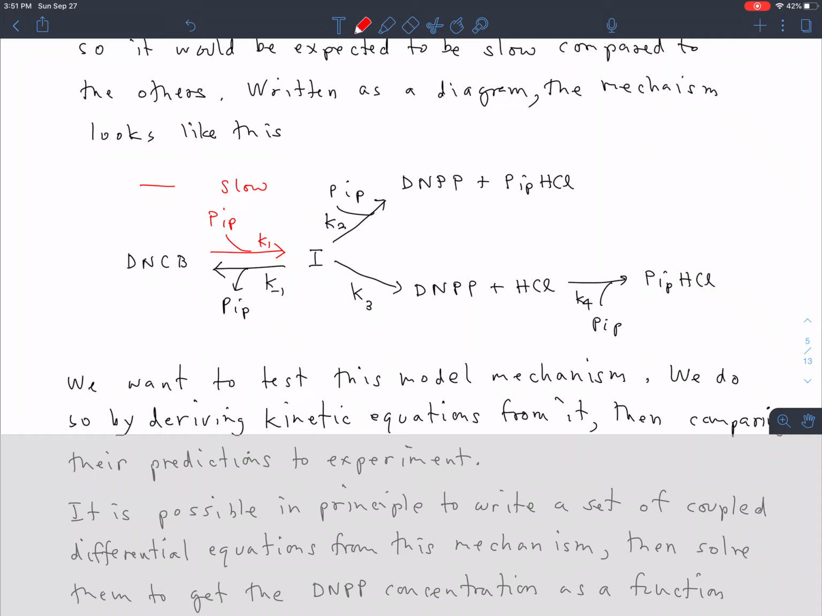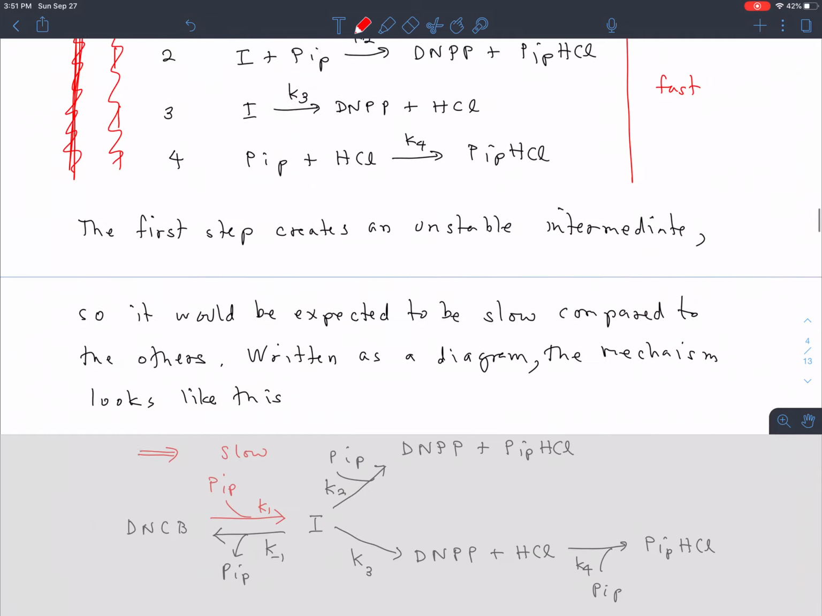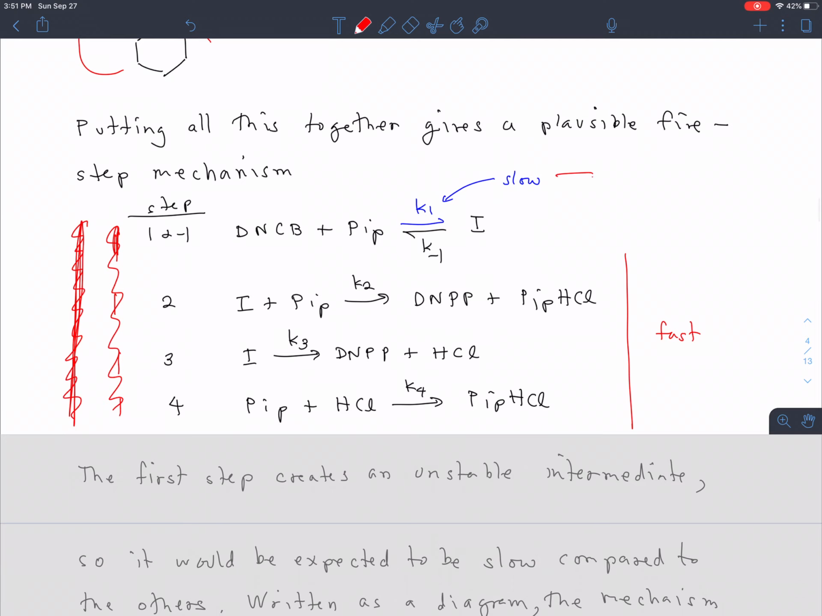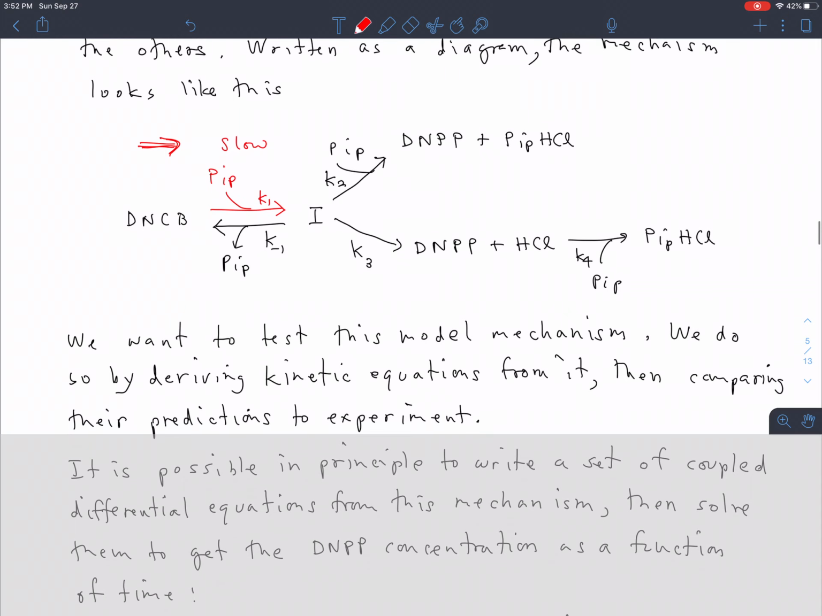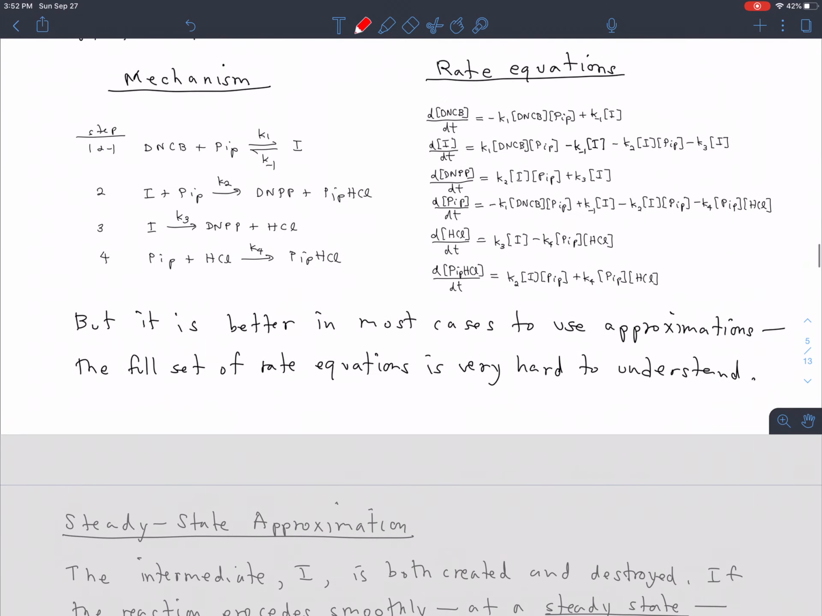One thing that's important to notice in both of these, this step here and this step here, is that the formation of the initial intermediate is always likely to be slow, and that's going to be true for almost every chemical reaction, no matter what goes on afterwards. All right, so that's our mechanism. Now let's start analyzing it.